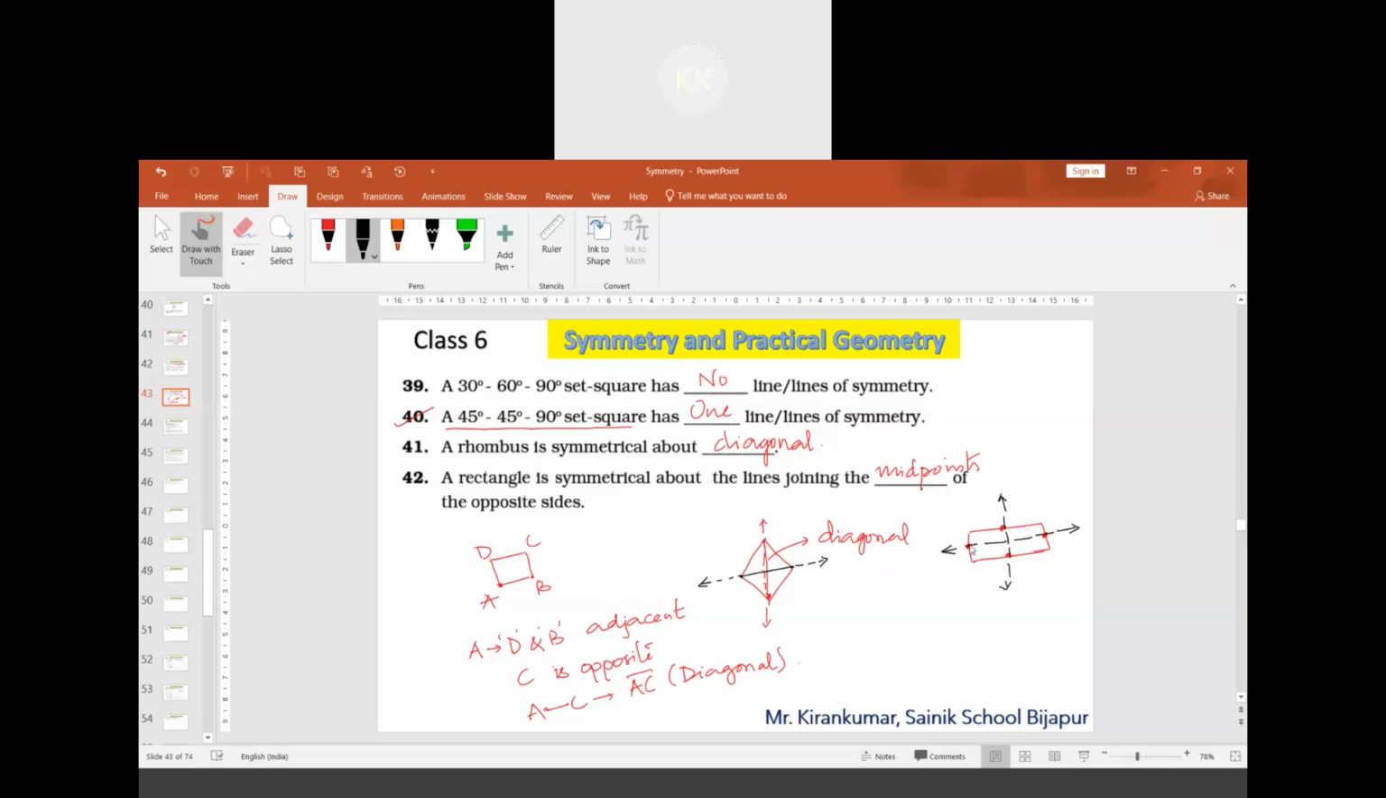When we observe this, say ABCD, and M and N are the midpoints of AD and BC respectively, MN is the line of symmetry. If P and Q are mentioned here, PQ is the line of symmetry. So whenever we join the midpoints of the opposite sides, we get a line of symmetry. This should be known to you.